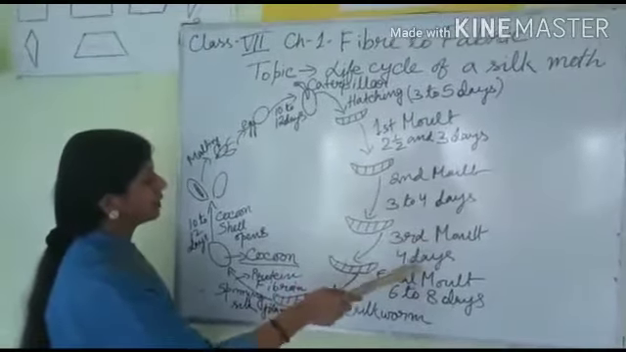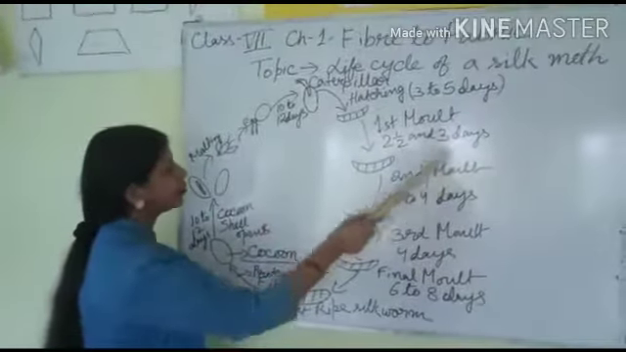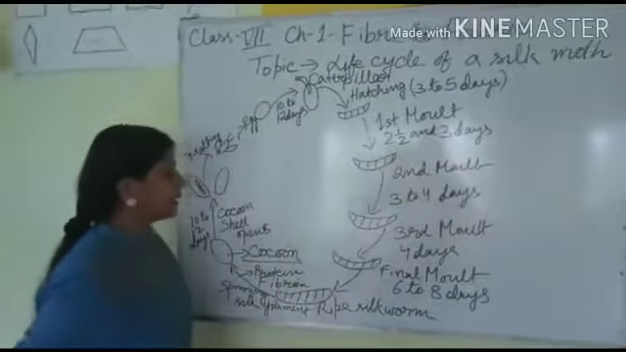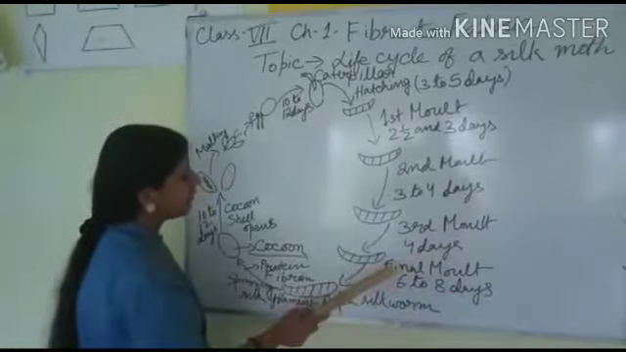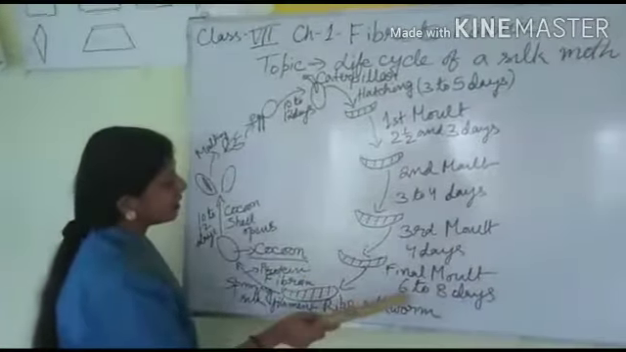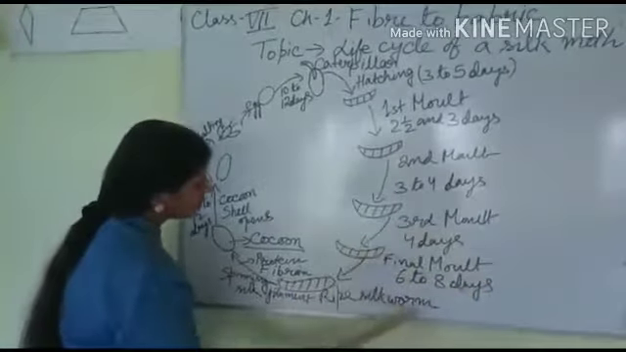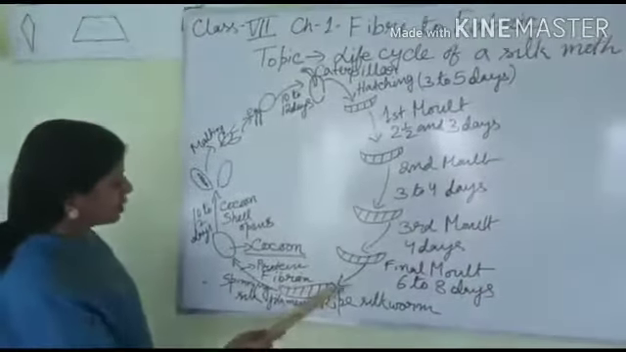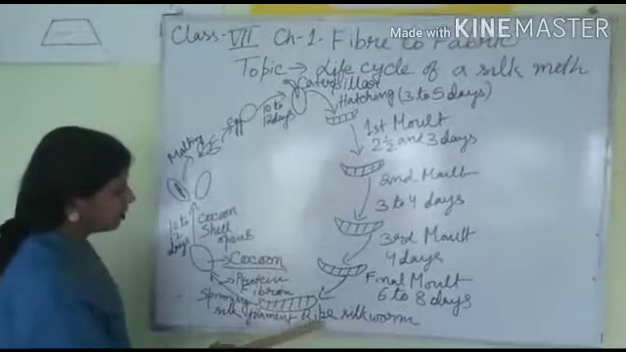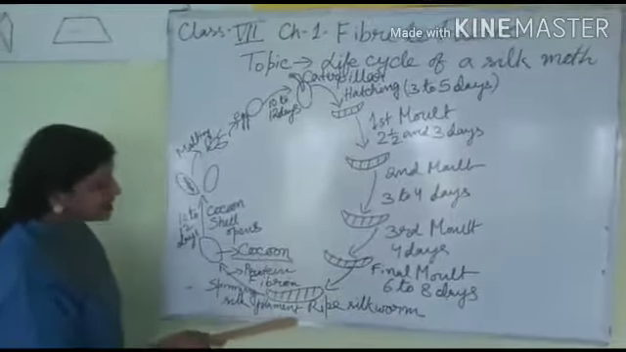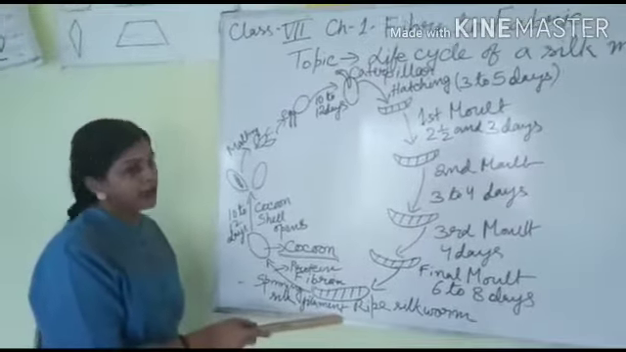is after 4 days. First molt is after 2.5 to 3 days. Second molt after 3 to 4 days. Third molt after 4 days, and final molting is done after 6 to 8 days. So after the final molt, the silkworm has become a ripe silkworm. At this stage, it is ready to form the silk fiber.